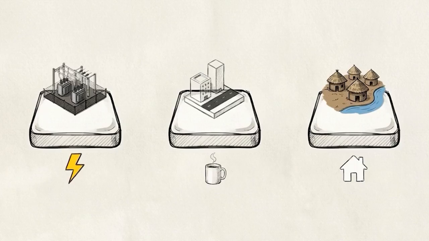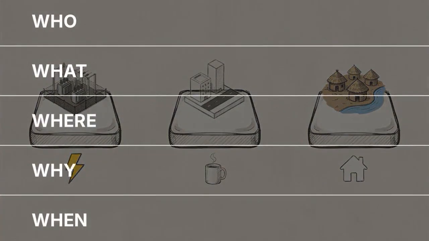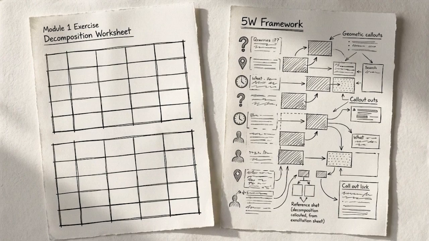These 3 scenarios represent vastly different scales, industries, and geographic contexts. However, the spatial logic required to solve them remains the same. To begin, look at these 2 documents. You will need to download the blank exercise worksheet and the 5W framework PDF from your course dashboard.